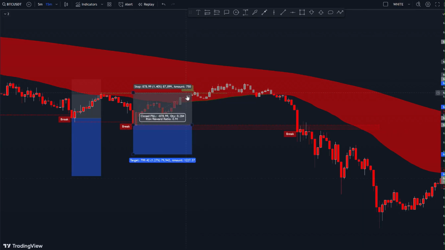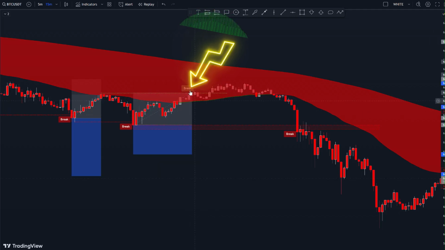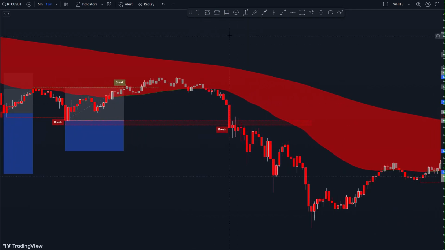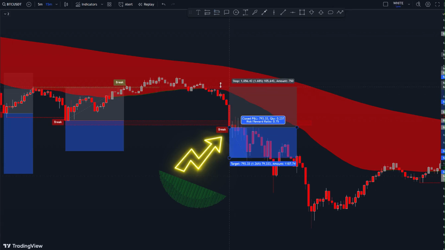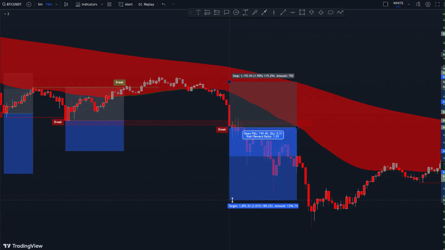Now let's move on to the next signal, which is a bullish breakout. Since we're in a downtrend, the signal gets filtered out, so we won't be entering a trade here. Finally, we have one last bearish breakout signal, which would be another profitable trade.